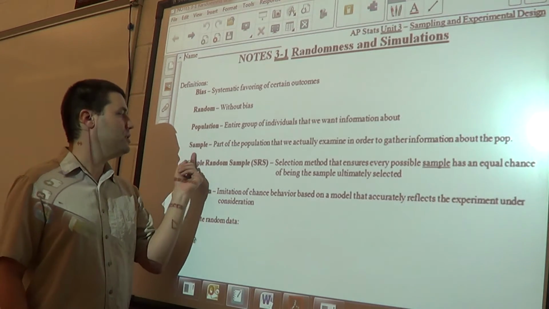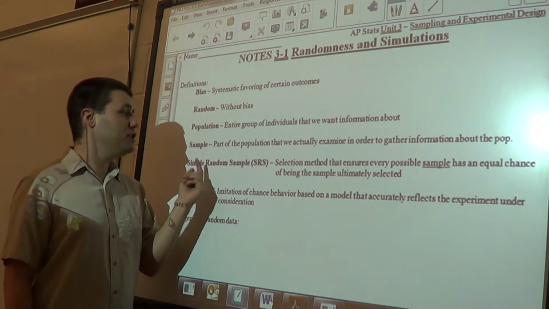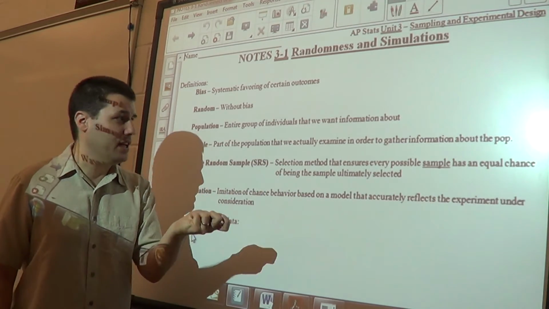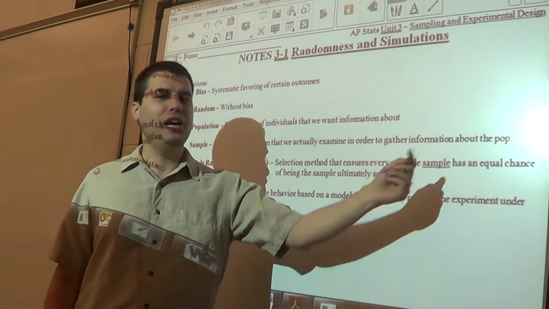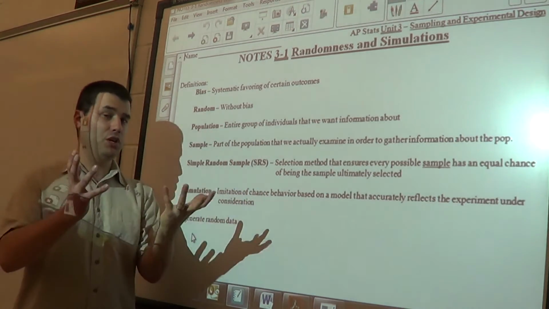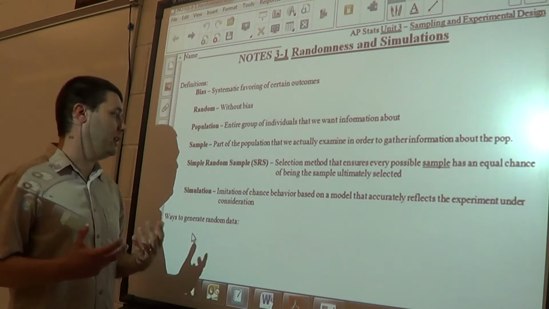What the sample is, though, the sample is a subset of the population. It's a part of the population that we actually examine. We only see this in order to gather information about the population. The purpose being, when we can't have the whole population, we only have a sample, what will that tell us?